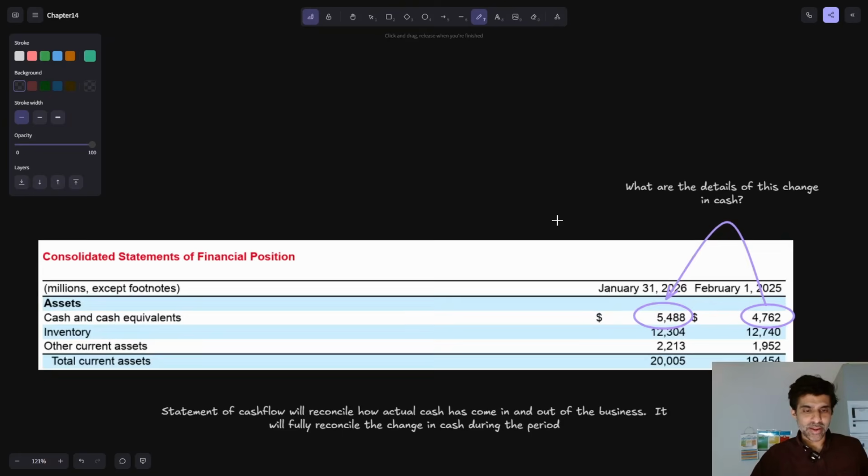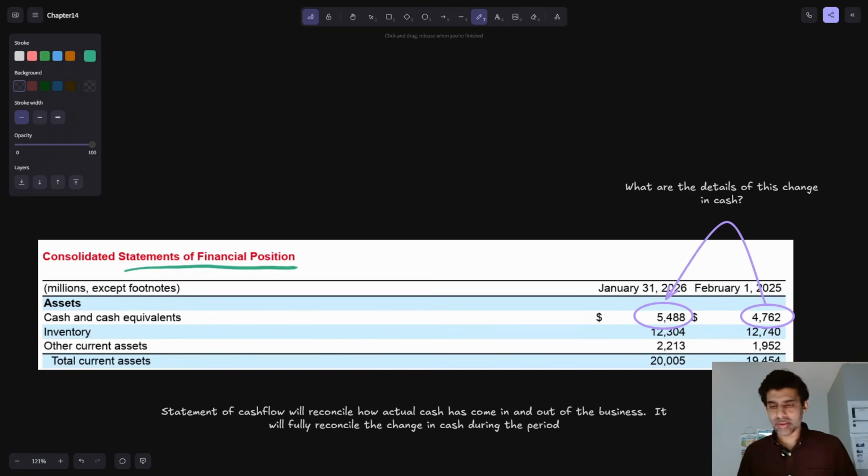What are we trying to do here? Okay, this is part of a balance sheet. Statement of financial position is another name for balance sheet. I forgot what company this is, Target or something. And so you can see from one year to another, the cash balance has changed.